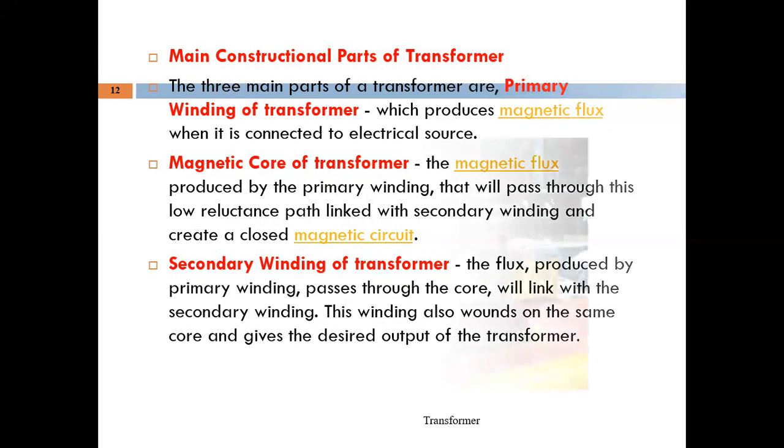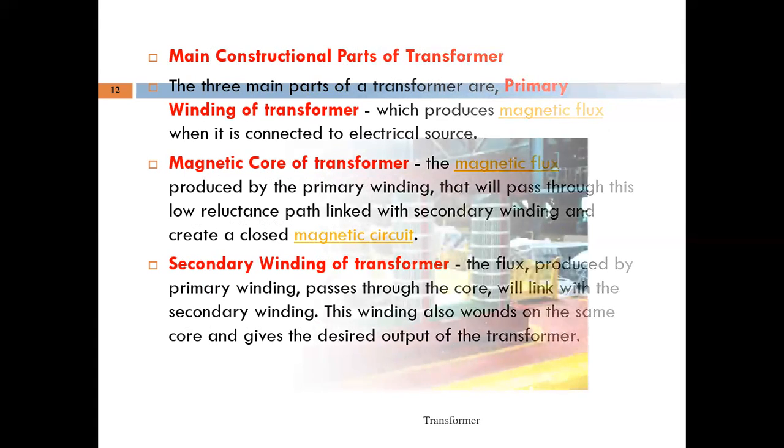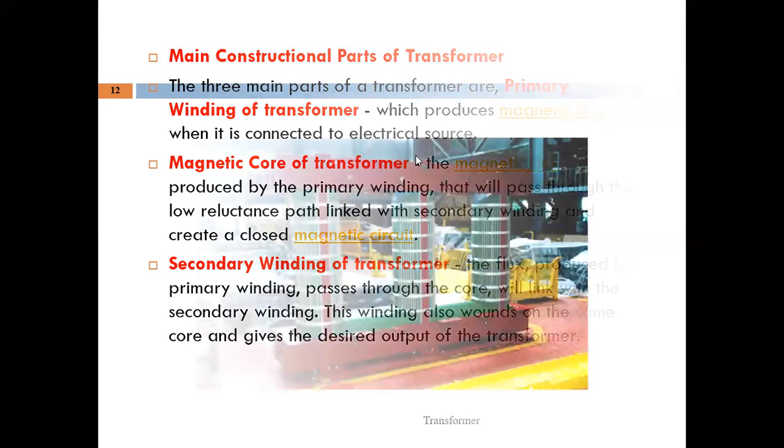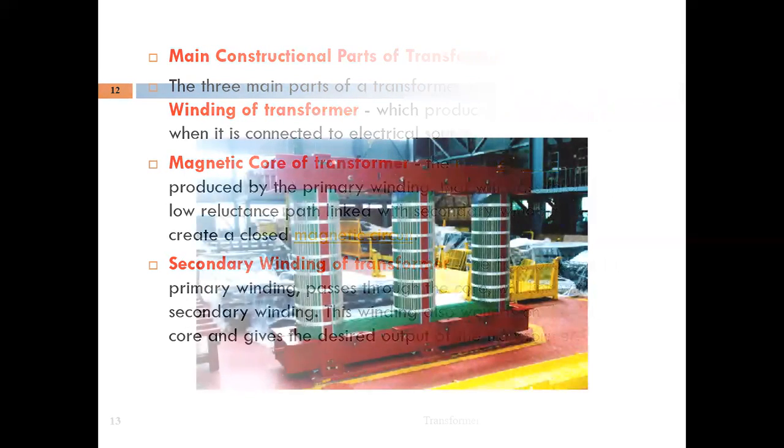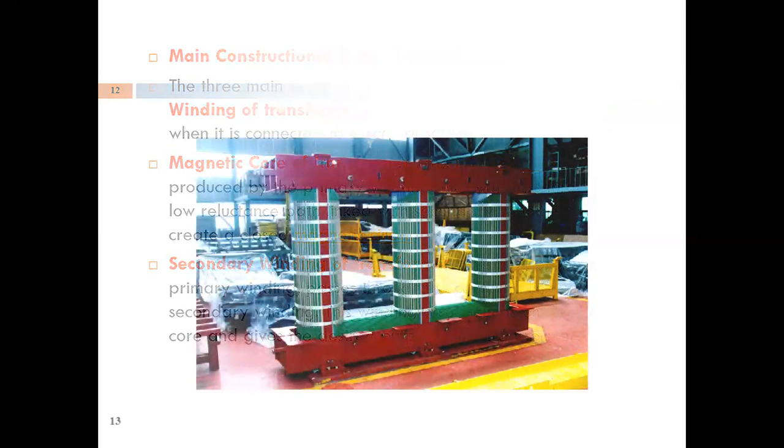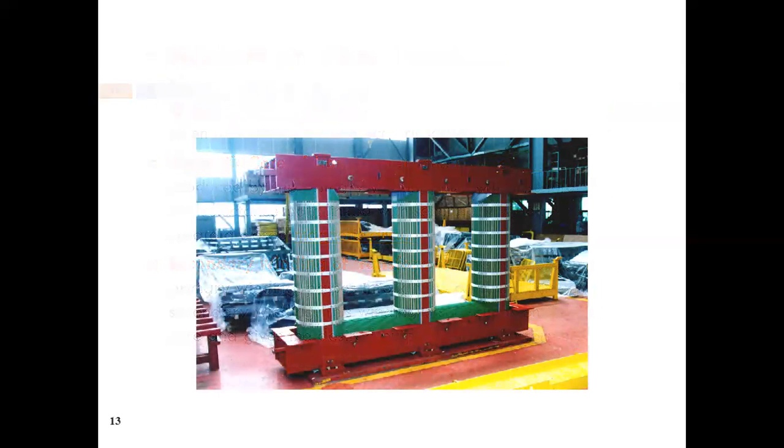Third is the secondary winding of the transformer. In the secondary winding, we get the final output of the power transfer, in which heat will be dissipated to the surroundings. So here is one of the diagrams of the core type of transformer which is used as a power transformer.